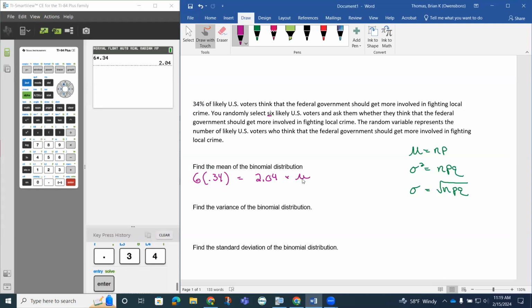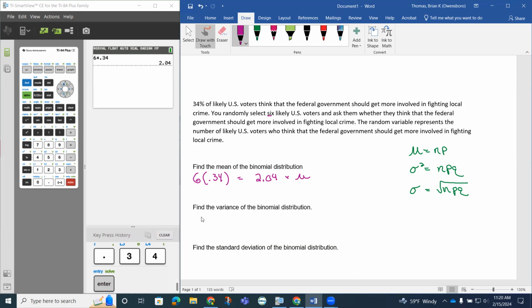What they're saying is, if you pick 6 voters, about 2.04 voters would say, yeah, we would like to see the federal government involved in local crime fighting.